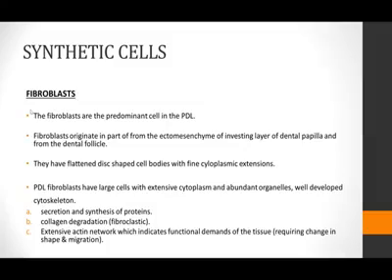They have an extensive actin network which helps them change their shape and migrate from one part of the periodontal ligament to another part. So movement and migration is possible for these cells because of their actin network, which indicates the functional demands of the tissue.